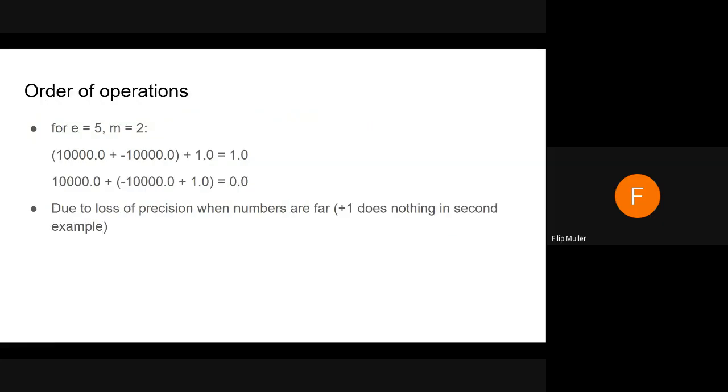Yes, and then finally for the order of operations, I'm not sure if there's too much to say about that, but we observed that with these few bits, the order of operations matters, and you can get different results based on the order in which you do the operations. Because if you do the operation with a big number and a small number, it does nothing. If you do it the other way around, it does something. So that's it for level 2.